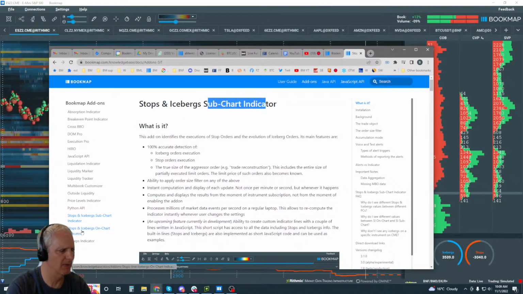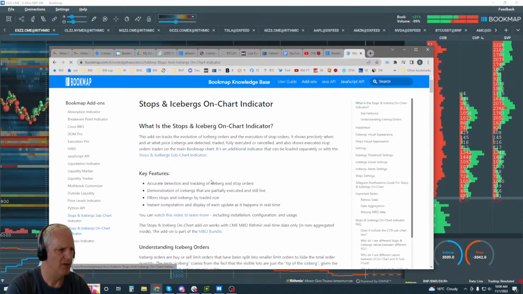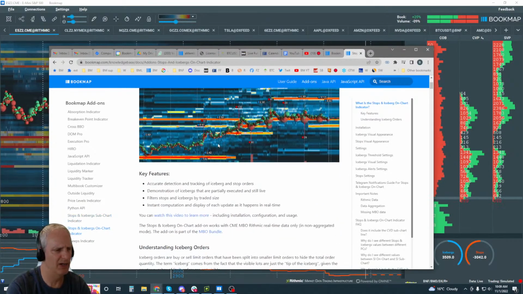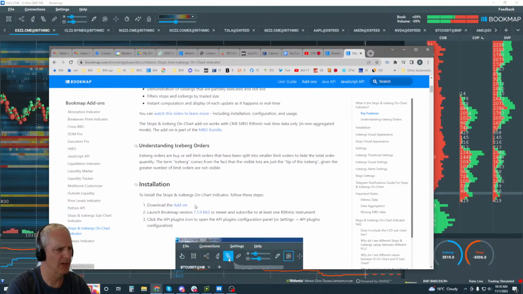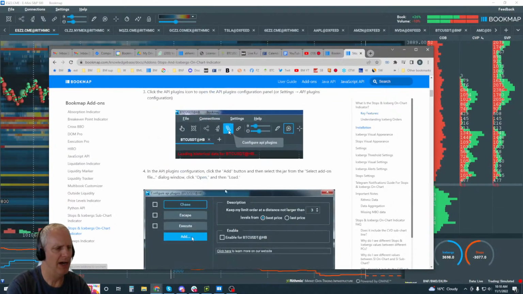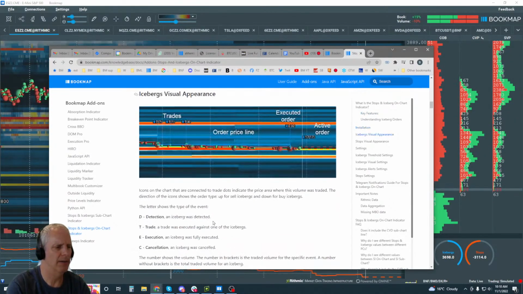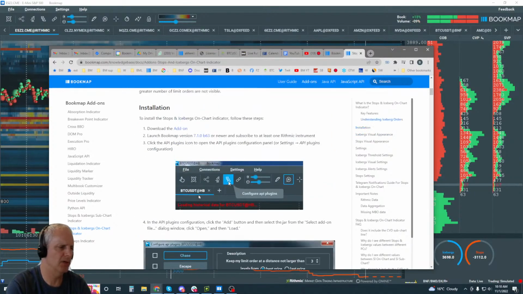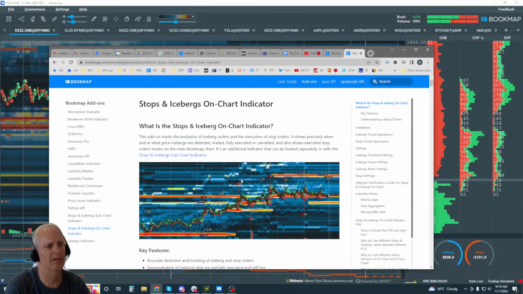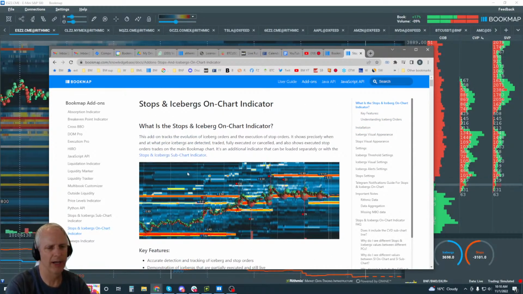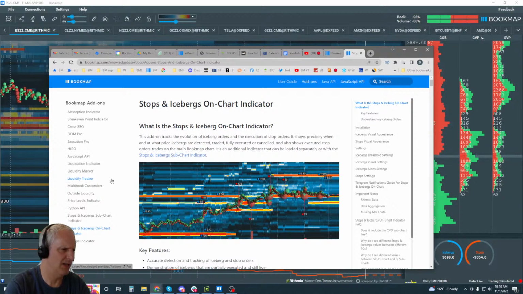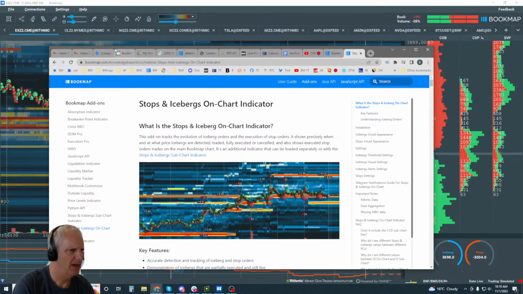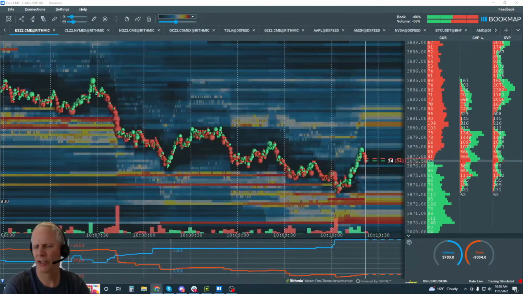Okay, stops and icebergs on chart. You can download it in here. You'll find the link in here for downloading it, and there's a video, or here's the download link, how to install it, etc. Okay, so that's where you find it. And if you purchased it, you should have access to it via the key. All right, so you just download and install it, and you should be up and running. Okay, so let's see, that should answer that question.